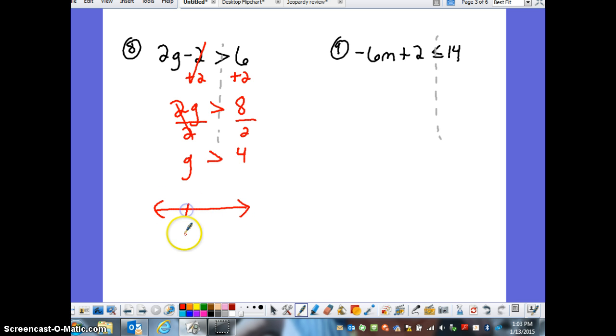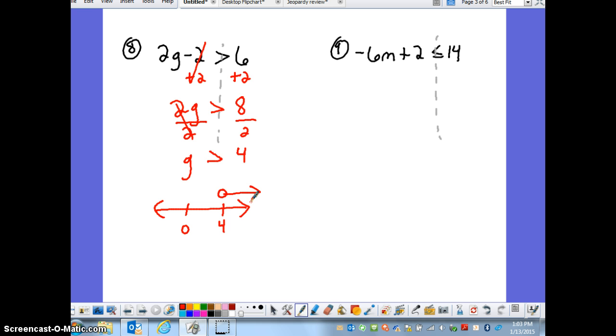And again, I'm going to plot this on my number line. I'm going to have an open circle at the 4, and this time it is facing to the right. All right, so for number 9, we need to again get our variable by itself. So that's our m here. We need to get rid of the negative 6 and the 2. We get rid of the 2 by subtracting 2 from both sides. So you have negative 6m is less than or equal to 14 minus 2, which gives you 12. Negative 6 is attached by multiplication here, so you're going to divide by negative 6 on both sides. All right, cancel. You're left with m is greater than or equal to negative 2.